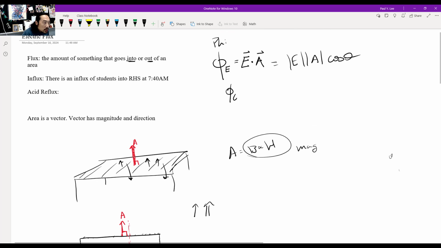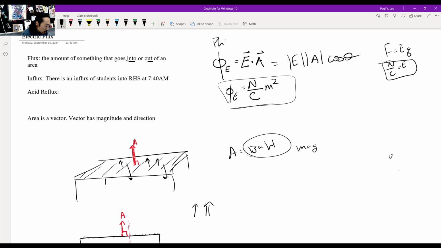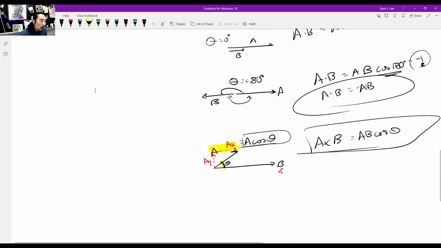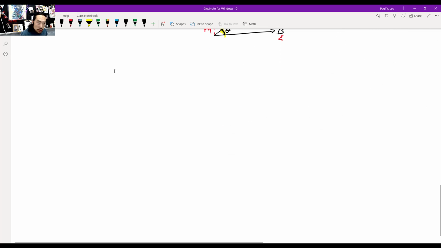Let's go through the units. For electric flux, the units are, well, let's see. The units for the E field is newtons per coulomb, and we get this if we look at F is equal to EQ. The units for force is newtons. The units for charge is coulombs. So this gives us the units for the E field, and the units for area is meters squared. So newton meters squared per coulomb are the units. Okay, wonderful. Now let's go over a couple of examples and scenarios that you might see.